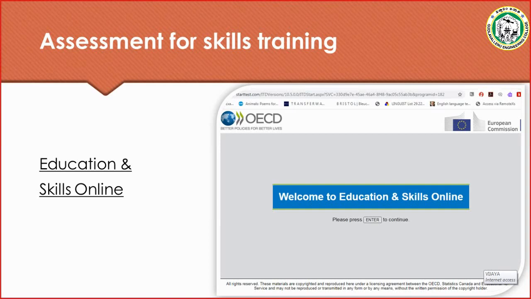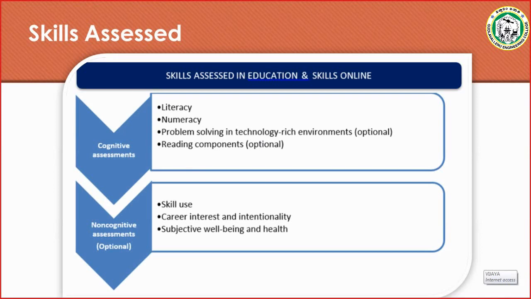All the results of this tool, Education and Skills Online, are comparable to the measures which are used by different countries and internationally. In addition, the assessment contains non-cognitive measures of skill use, career interest, and health and well-being as well. Let me just share with you what are the skills assessed as a part of this. Right, here are the skills which are assessed as a part of this.